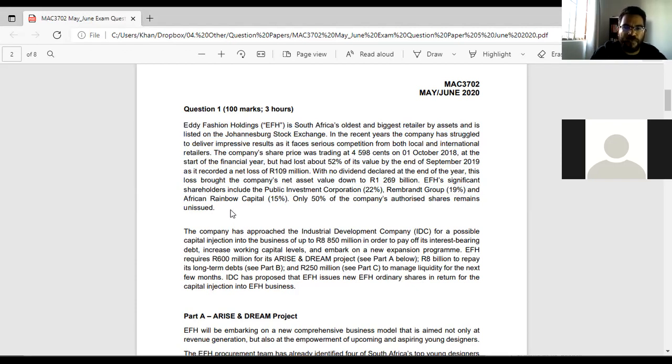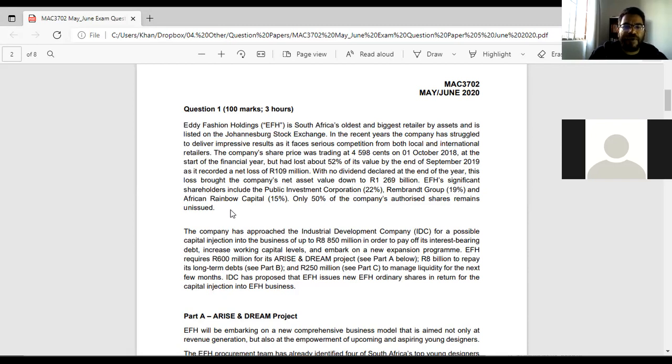They're also telling you what the loss for the year is, what the net assets are at the end of the year, and who the shareholders are. They're also telling you what percentage of authorized shares are issued. They're telling you 50% is unissued, therefore 50% must be issued. Just take note of that. There's some key information over there.